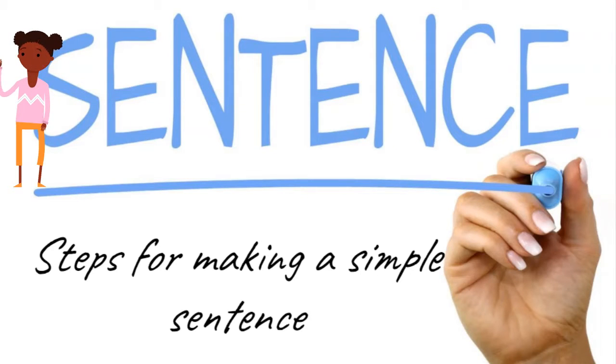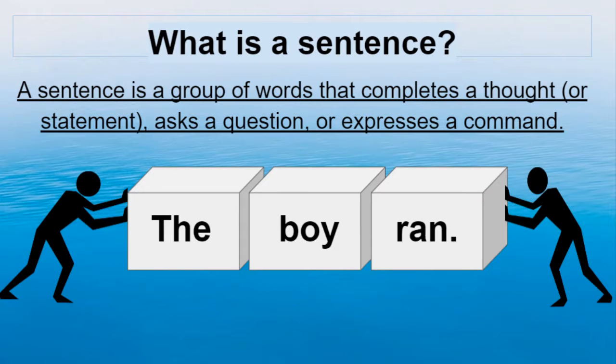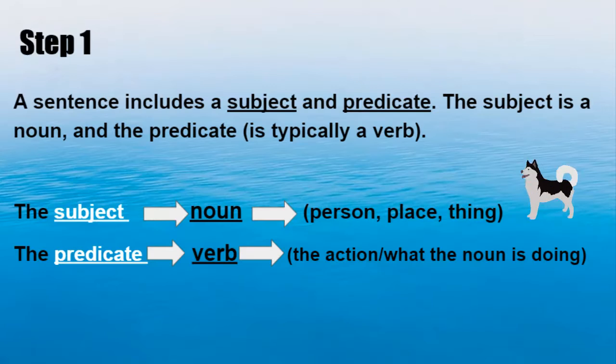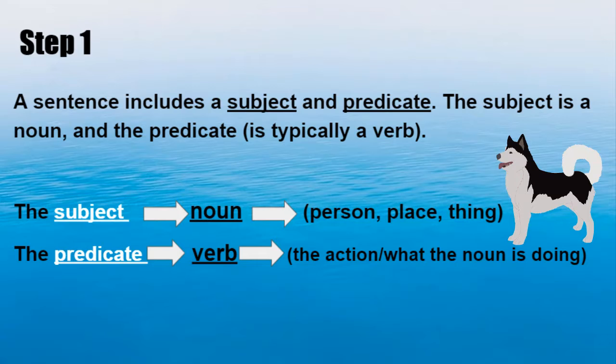Steps for making a simple sentence. What is a sentence? A sentence is a group of words that completes a thought or statement, asks a question, or expresses a command. Step 1. A sentence includes a subject and a predicate. The subject is a noun, and the predicate is typically a verb.